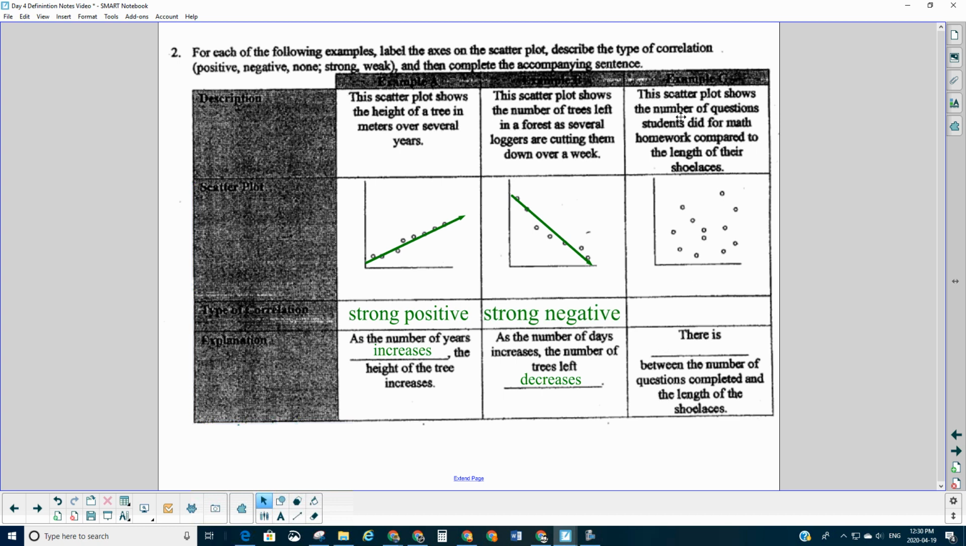Now this one shows the number of questions a student did for math compared to the length of their shoelaces. I don't think there's any connection between the number of questions and how long their shoelaces are. So for this one, I would say there's no correlation. You see the dots are all over the place, and there's no pattern, no relationship, no correlation. And so there's no correlation between these two.